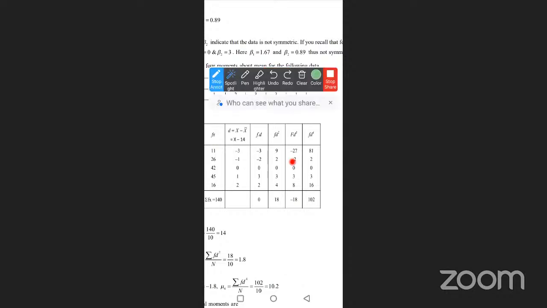This is not capital F. That should be small f. Dear students, please correct the symbol. You should write only small f, should not write capital F, because small f is known as frequency. So fd cube, like fd4.